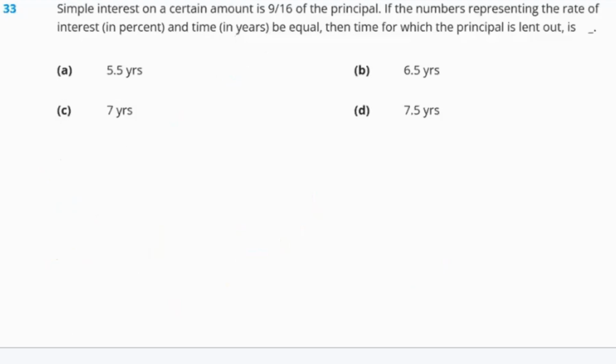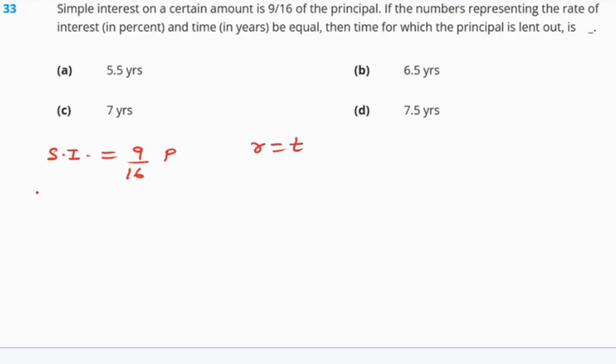Now question 33 is saying simple interest on a certain amount is 9 by 16 of the principal. Simple interest on a certain amount is given to us, which is 9 by 16 of the principal. If the numbers representing the rate of interest and time are both equal, so rate is equal to time, as given over there, then the time for which the principal is lent out is, okay, the question is asking about time.